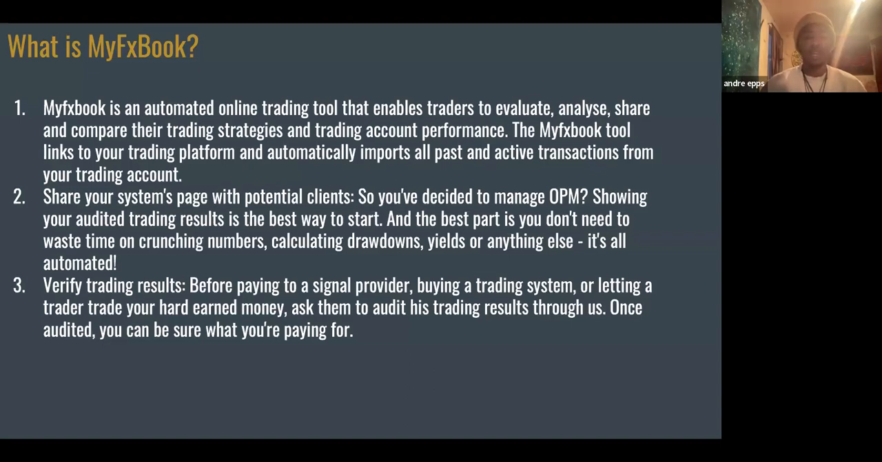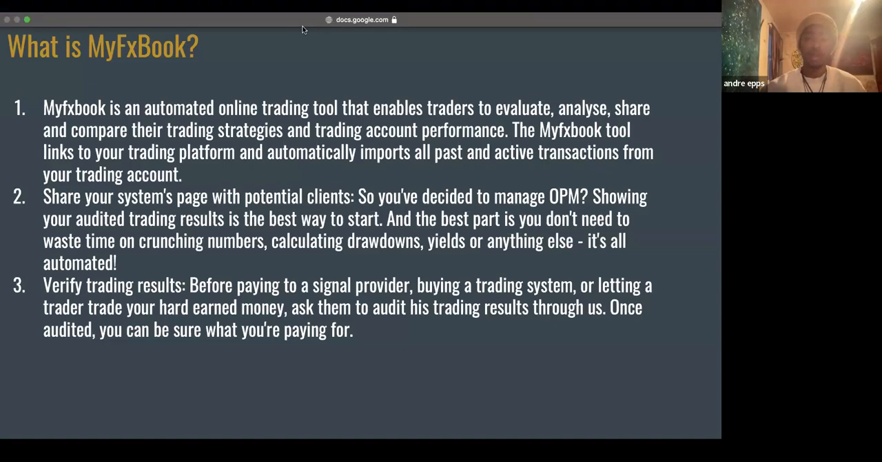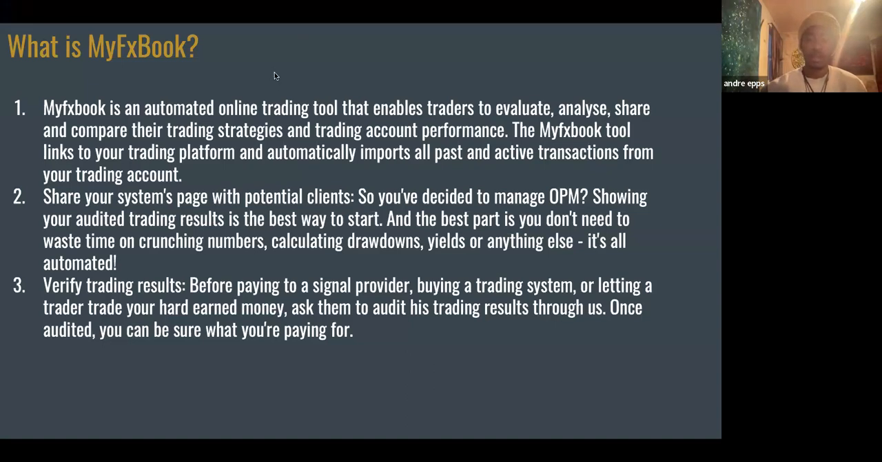So the next half to that is share your systems page with potential clients. So you have decided to manage an OPM. Showing your audited trading results is the best way to start. And the best part is you don't need to waste time crunching numbers, calculating drawdowns, yields, anything else. It's all automated. Like I said, this is a software tool that automatically does the calculations for us. It's simply just hooking it to our account, and then from there, it'll calculate our statistics.